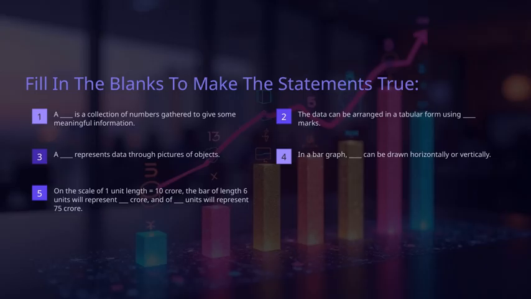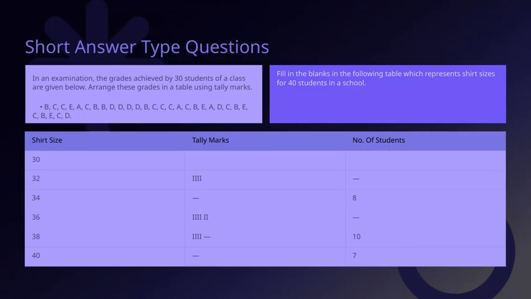Let's take a closer look at this table. Here, we're representing data about shirt sizes among students using tally marks. The goal is to visualize how many students fall into each size category. Notice that for size 30, there are no tally marks, which means no students chose that size. For size 32, we see 4 tally marks, indicating 4 students. Similarly, size 34 has no tallies, so no students in that size category.